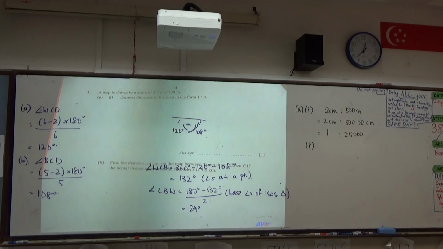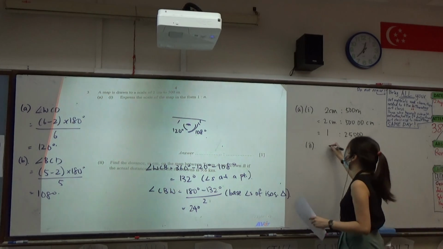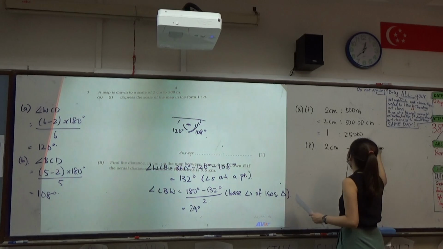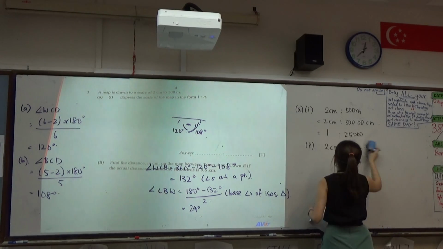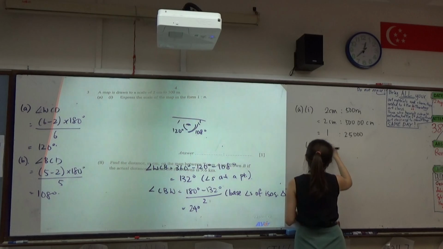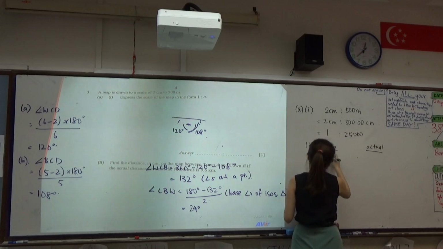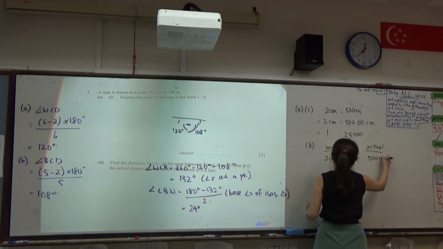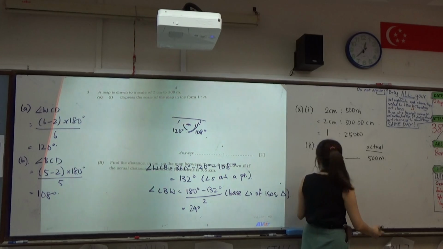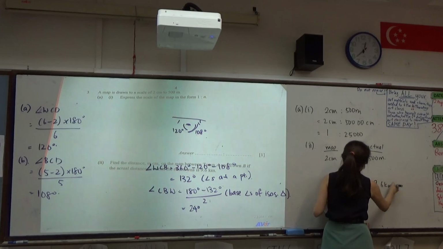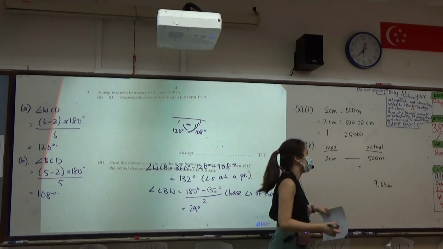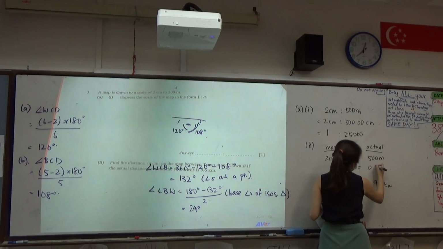Then next, in part 2, we want to find the distance on the map between the 2 towns if the actual distance between the 2 towns is 9.6 kilometers. Since we know that 2 cm on the map is 500 meters actual, and since we are given 9.6 kilometers, it is best to change your 500 meters into kilometers, and that is 0.5 km.